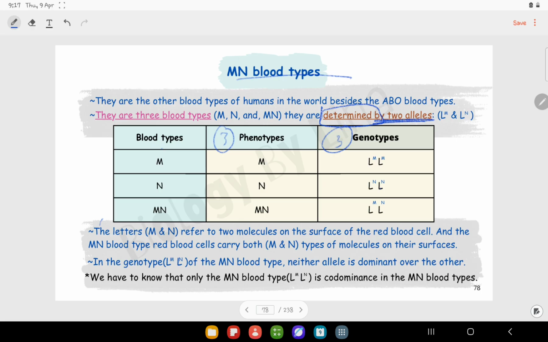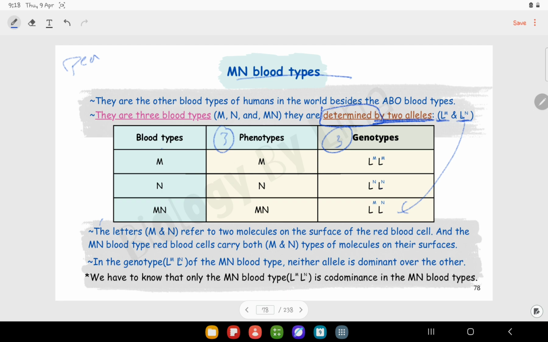Very important. All of the characters that we studied are determined by two alleles. The pea plant characters are determined by two alleles. The incomplete dominance is determined by two alleles. The codominance is determined by two alleles. Here the two alleles are LM and LN. We don't have another allele. It's either LM or LN, or the person may have both of them together. At that time it will be blood group MN.